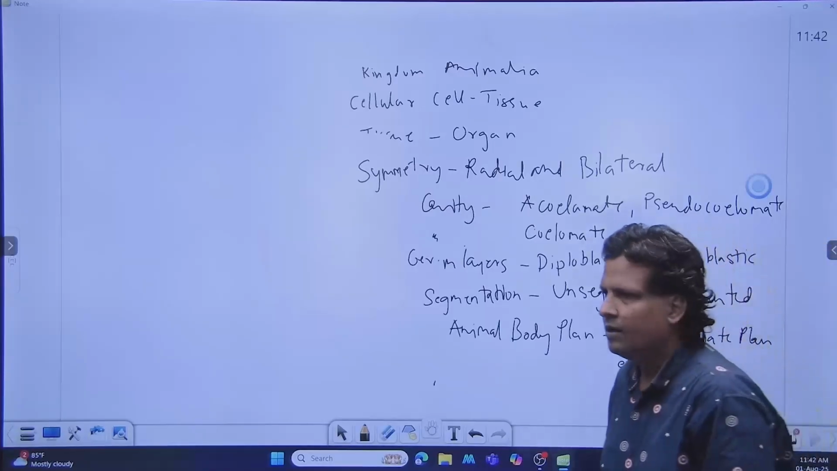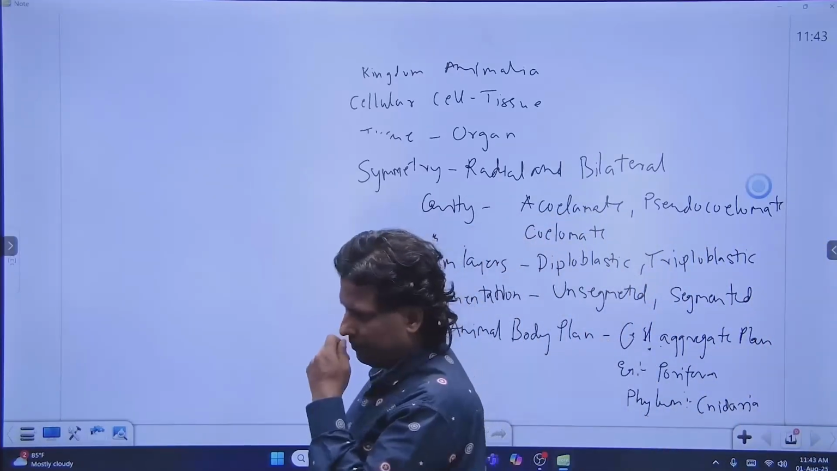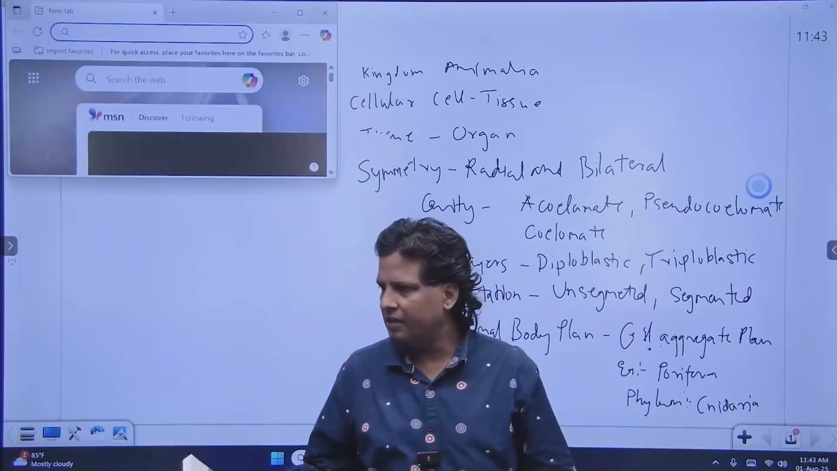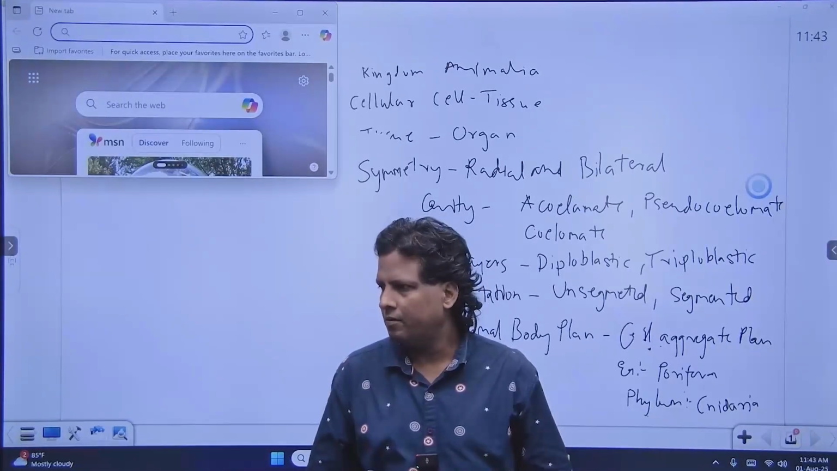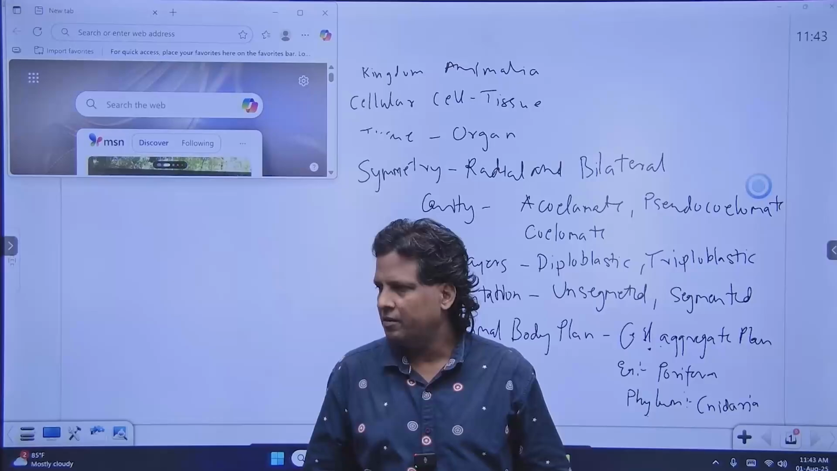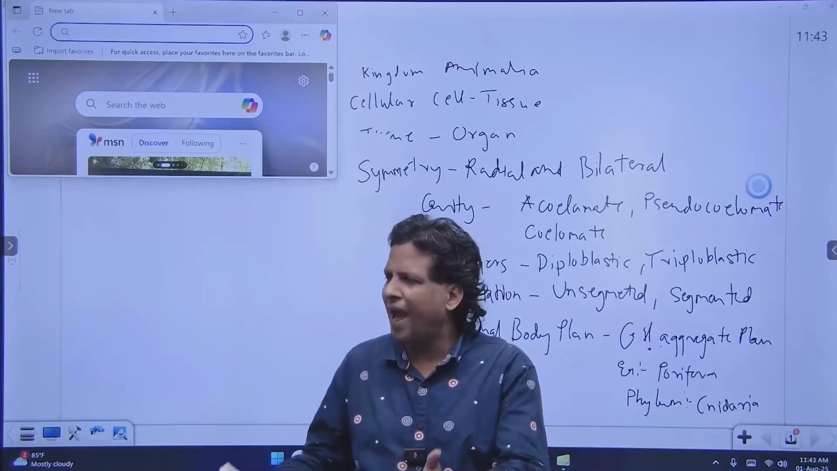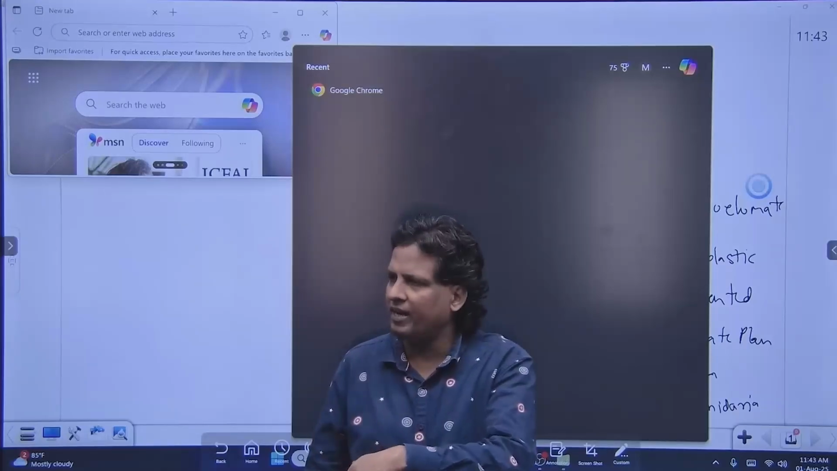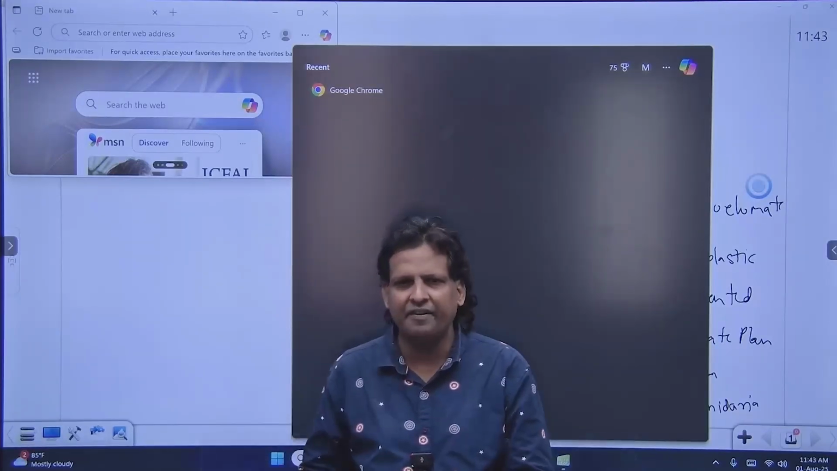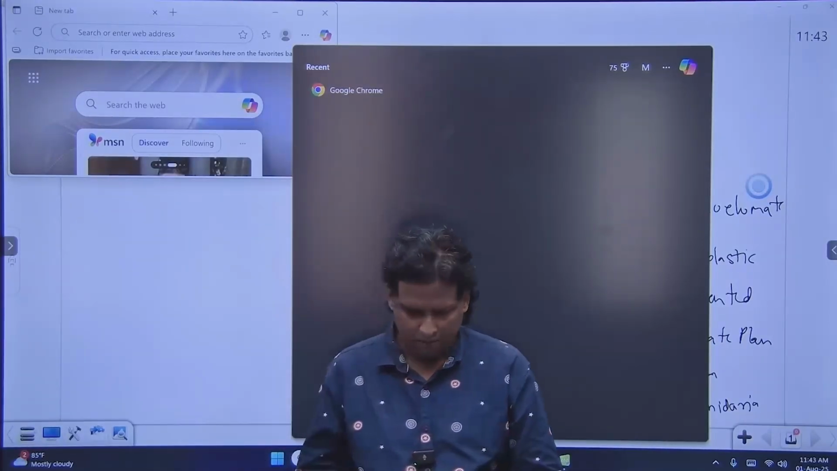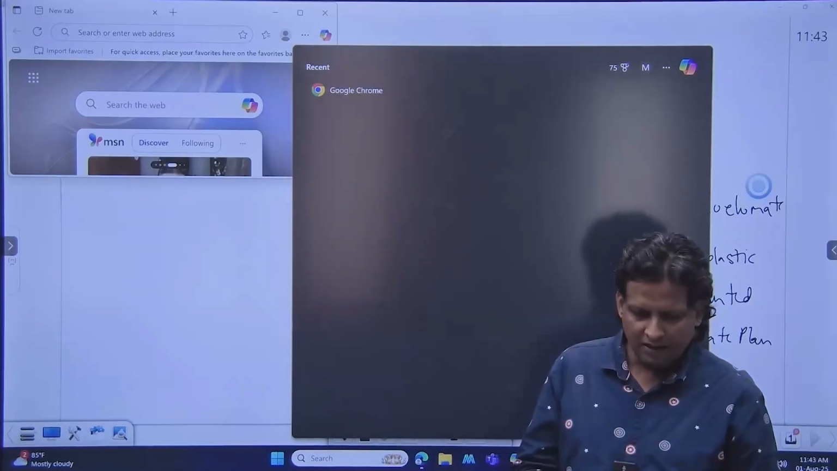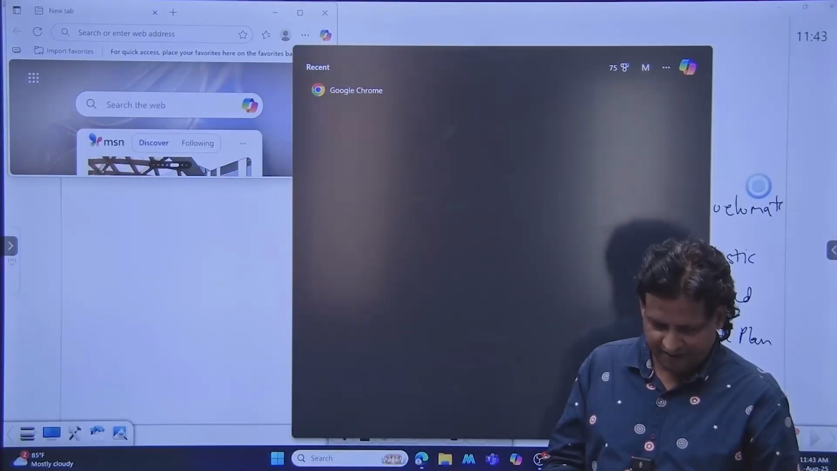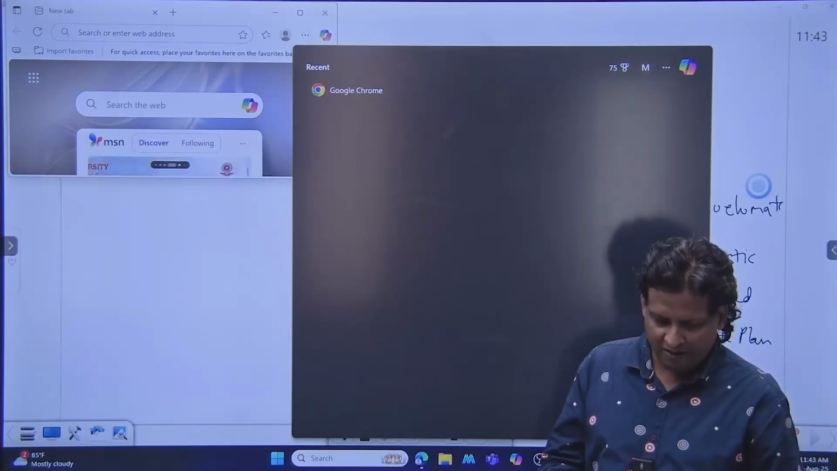Body cavity. What is a body cavity? You tell me. I told you, it's like a bag. You have seen a bag, a hollow space is there. It is called a body cavity. Empty space, cavity, is empty space. It is meant for circulation as well as digestion. Hence gastrovascular cavity or coelenteron.